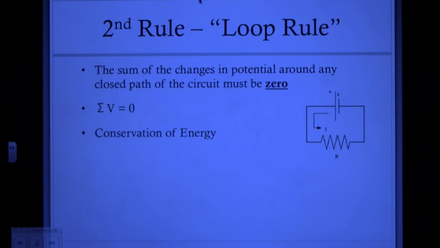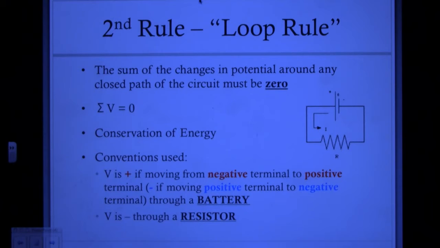There are a few conventions that must be used when working with the loop rule. The potential difference or voltage across a battery will be considered positive if moving from the negative terminal to the positive terminal. A negative voltage should be used if moving from the positive terminal to the negative terminal. In any resistor, the voltage should be considered negative. Let's take a look at an example.